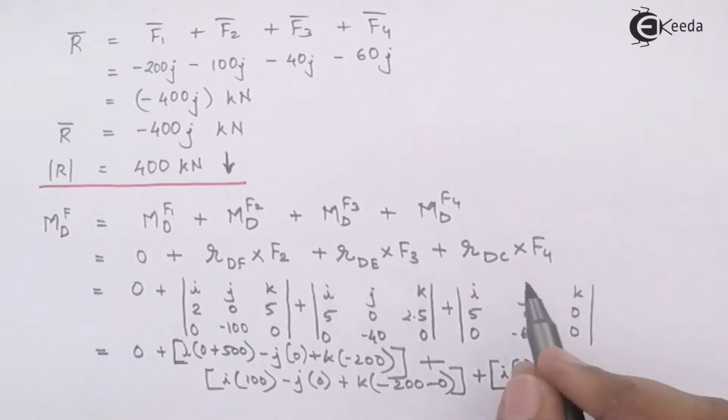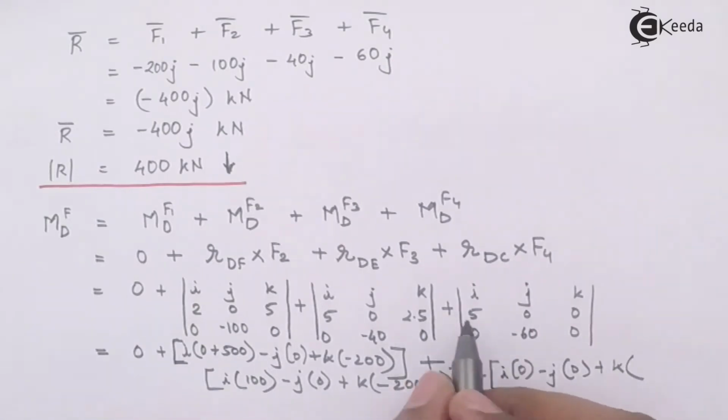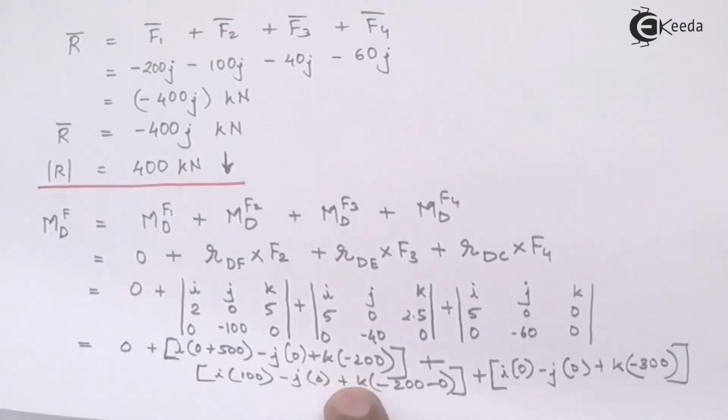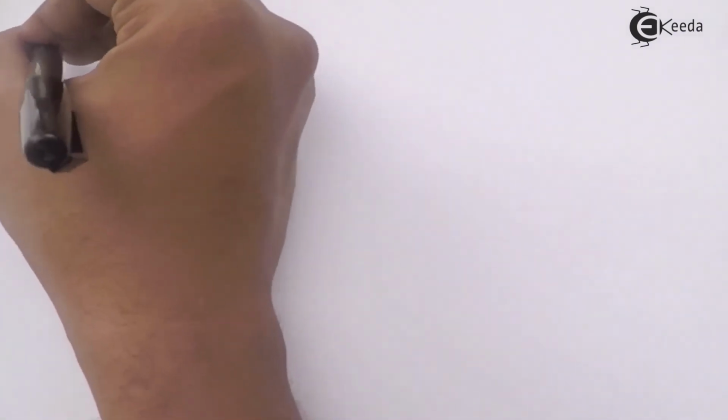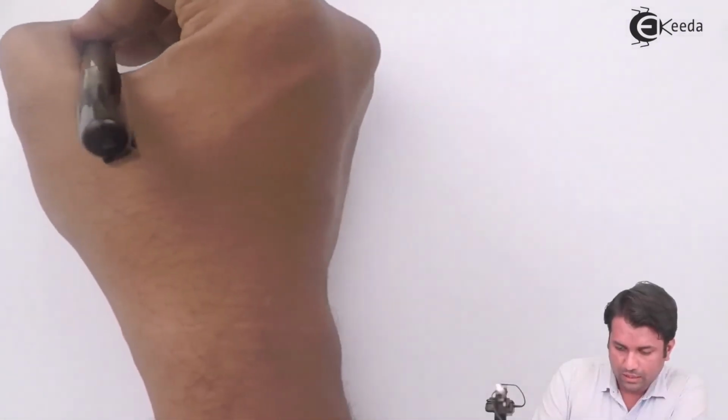The next moment vector for I, 0 minus J is 0 plus K is minus 300. So I can write it as, in the simplified form, moment about D for the forces.